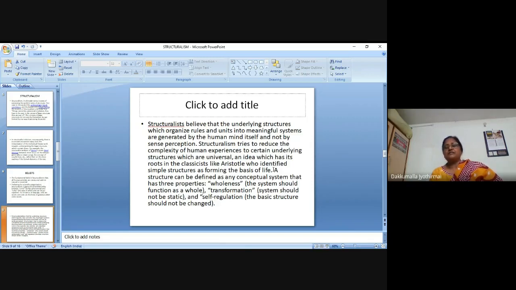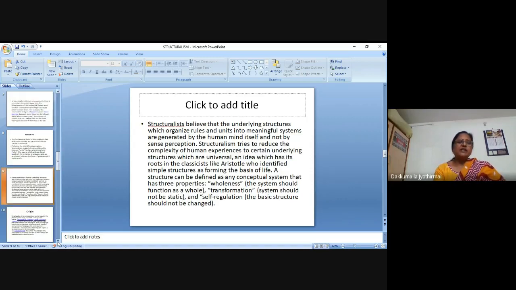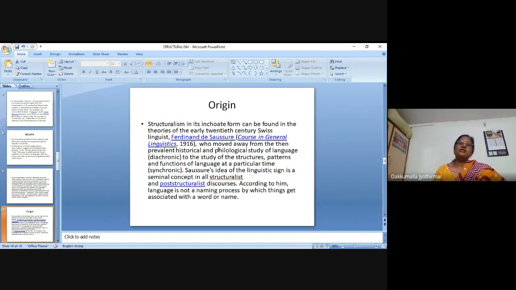So, if you observe this, it applies to language as a structure also. This is what structuralists believe, and the structure should have. So, for us, the origin of structuralism in literature or language, etc.